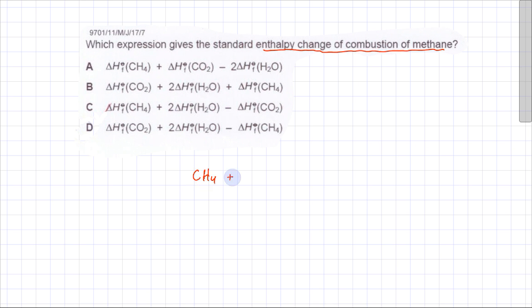So it reacts with O2 and ends up producing carbon dioxide and H2O. I need to balance this equation. Methane should be 1 mole, because the enthalpy change of combustion of methane is for 1 mole of methane burning in excess oxygen. If I balance this, it should be 2H2O and 2O2.